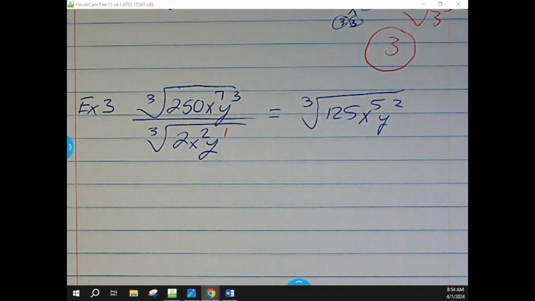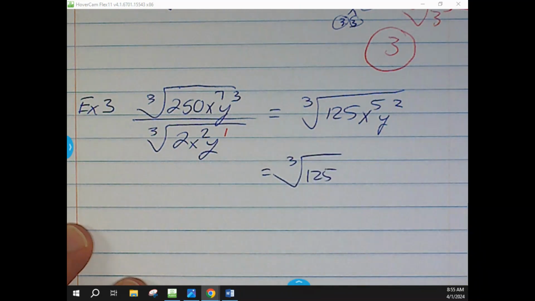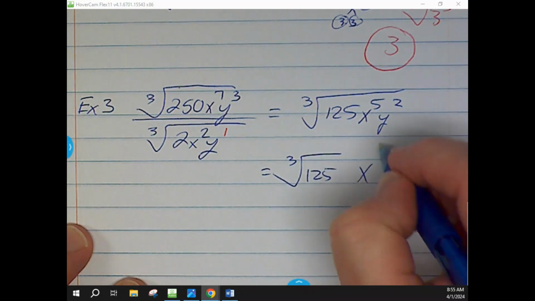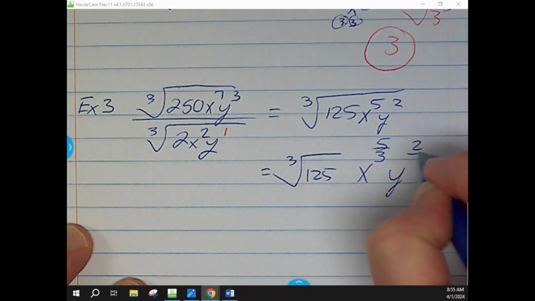So once you've got it condensed down so that it's just one number, now you're back to like we were doing on that very first, or actually probably second day, of just breaking things down. We're going to break down the third root of 125. For x, we're going to do 5 divided by 3. And then for y, we're going to do 2 divided by 3.